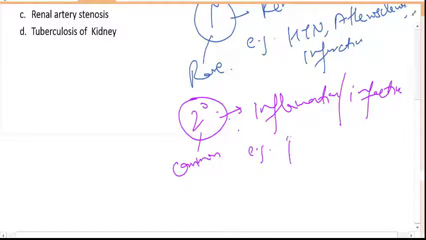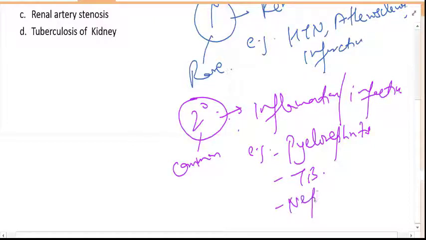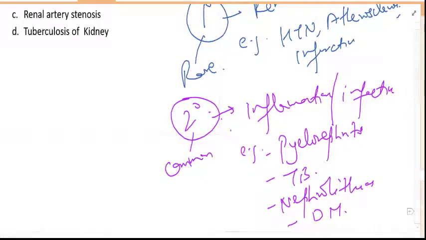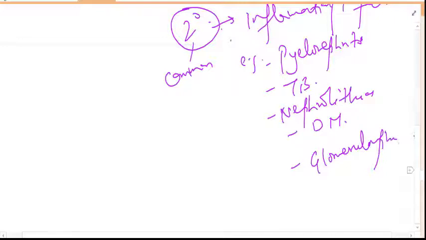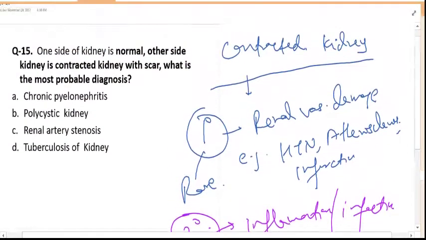This is because of pyelonephritis, tuberculosis, nephrolithiasis, diabetes, glomerulonephritis. So these are the causes of secondary or the common type of contracted kidney. So if we come back to our question, what is the most probable out of these? Chronic pyelonephritis is the most common cause. Renal artery stenosis will lead to primary. Tuberculosis can also lead to secondary, but out of all these, chronic pyelonephritis is the most common cause of a scarred kidney.